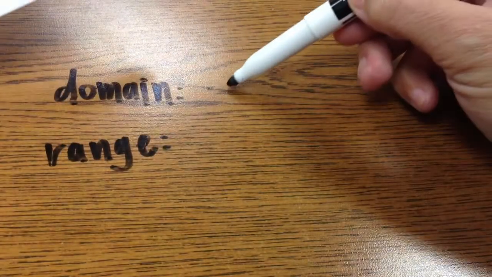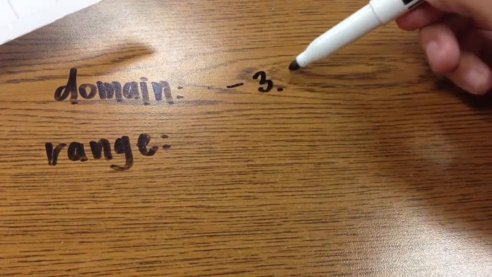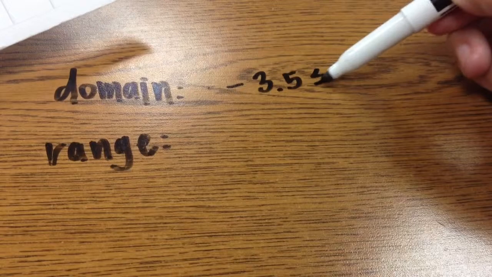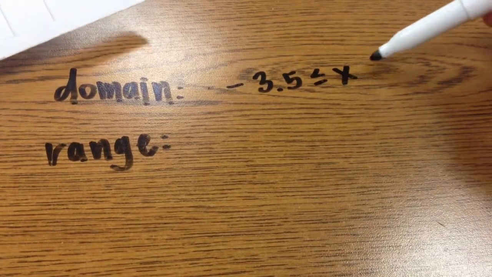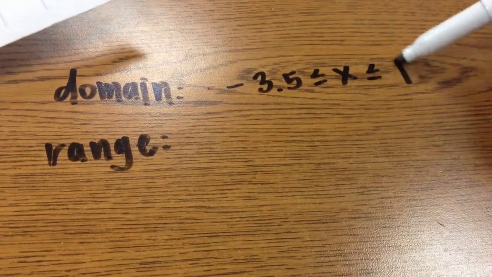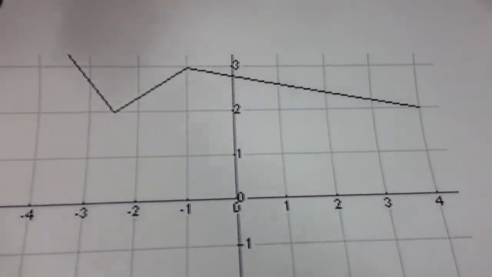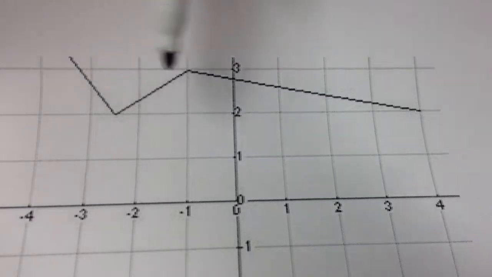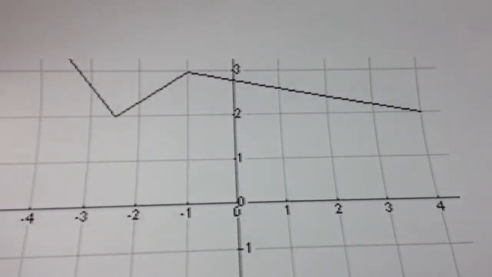I'm going to say x is greater than or equal to -5 and less than or equal to +4. And again, here's that graph. From left to right, beginning at -3.5 and ending at +4.